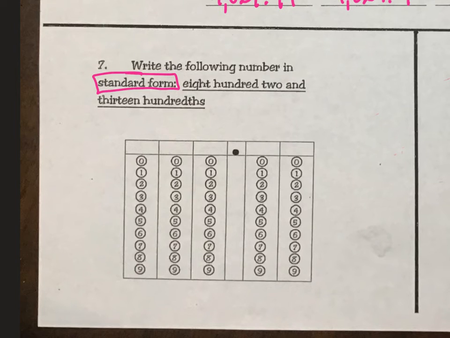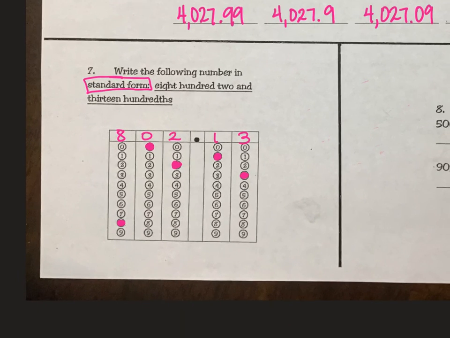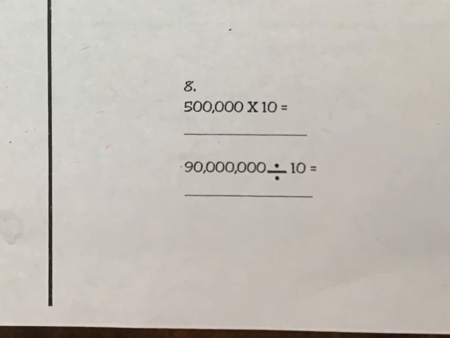Okay, number 7, write the following number in standard form. Okay, remember standard form is just the number. 802 and 13 hundredths. So it should look like this, 802 and 13 hundredths. When you bubble it in, you bubble in the number that is above. So 802 and 13 hundredths. Everybody got that?